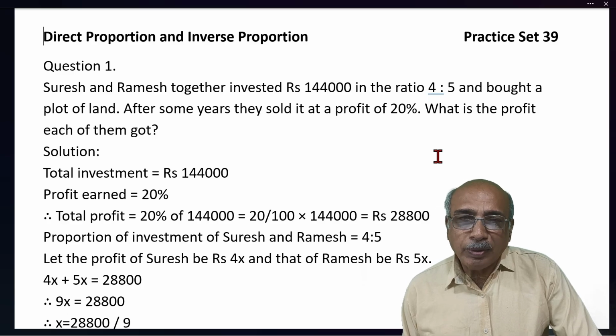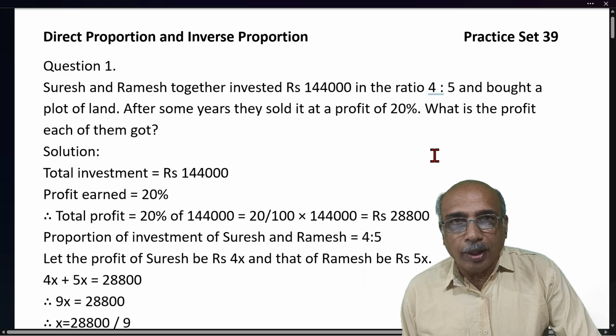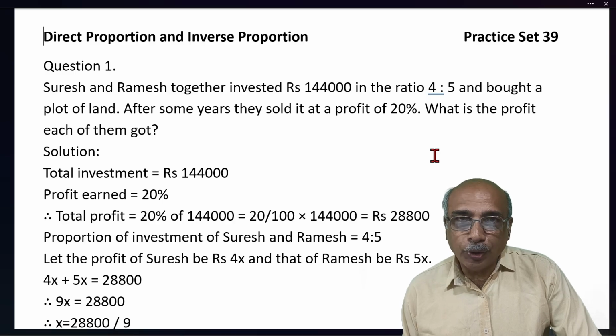Here the problems are based on this: suppose you invest 4,000 rupees in one business that we are starting and I invest only 1,000 rupees. So our investment ratio will be, yours to mine, 4:1. Yours is 4,000 and mine is 1,000. So divide by 1,000, it will be the ratio 4:1.